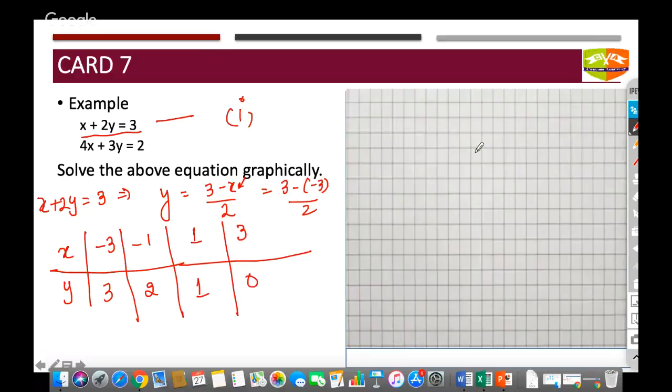So what I do is, I take x and y axis like this. So this is my y axis and this is my x axis. And I start plotting my values. So this is x is equal to 1, 2, 3, and here I take minus 1, minus 2, minus 3. So on x is equal to 1, this is 1, 2, 3.